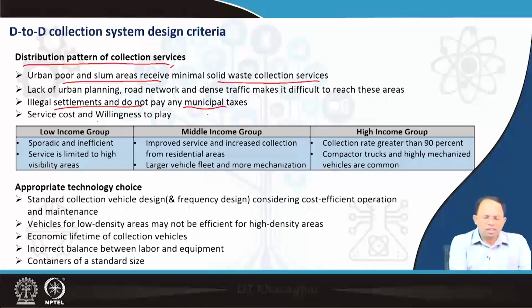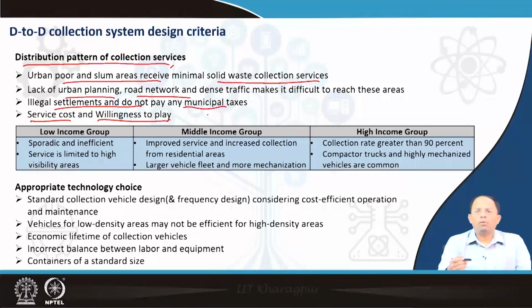The other is these people are not willing to pay money for these collection services. There could be other issues as well, like the urban planning or the road network in this particular area doesn't allow vehicles to reach these spots. So all this contributes to lower quality of services for poor and slum areas. This is something we have to be really concerned about. Why? Because in the Solid Waste Management Rules 2016, it is specified that we cannot ignore any of the areas in an urban area, and particularly slums have to be covered via door-to-door collection system.